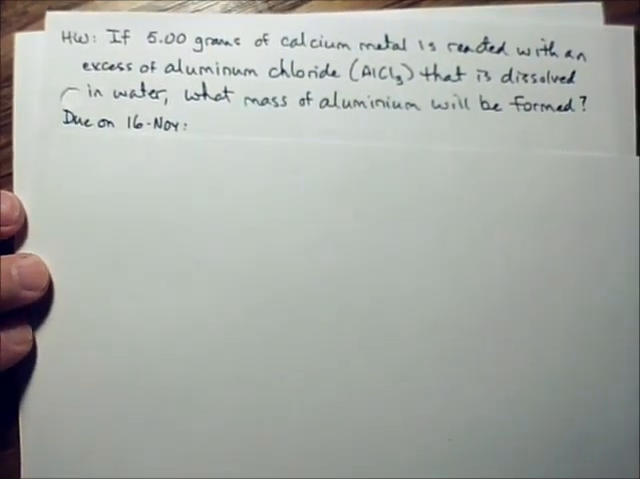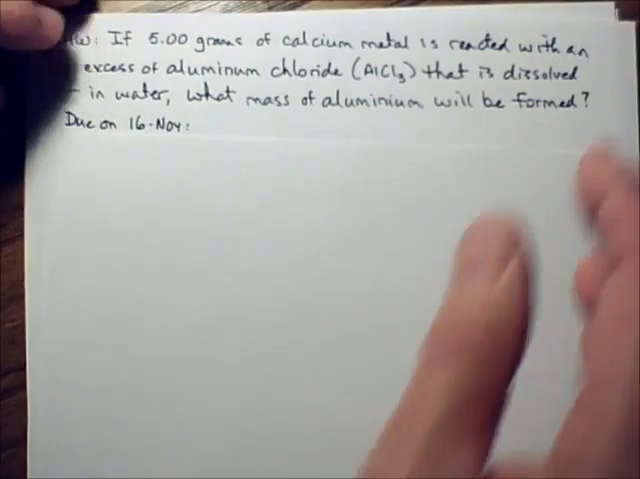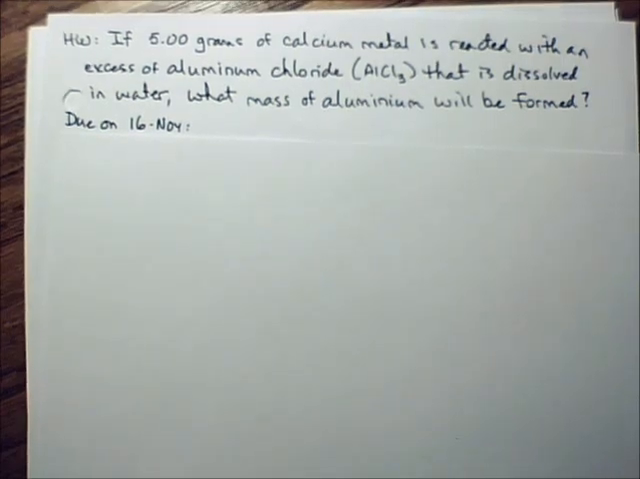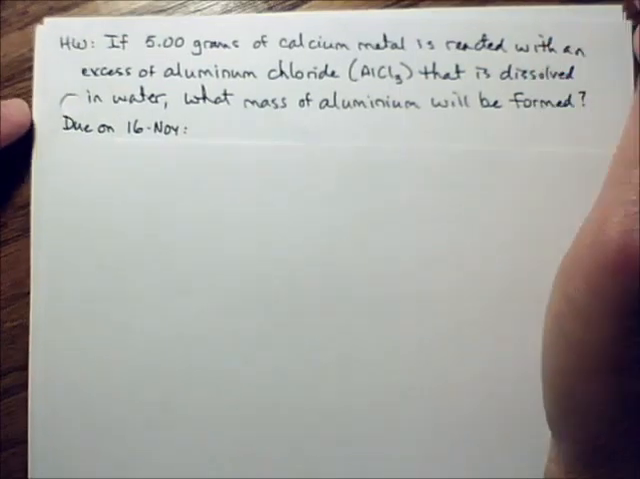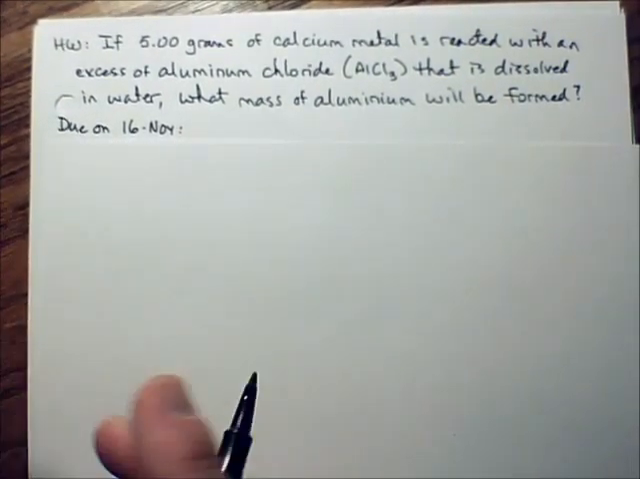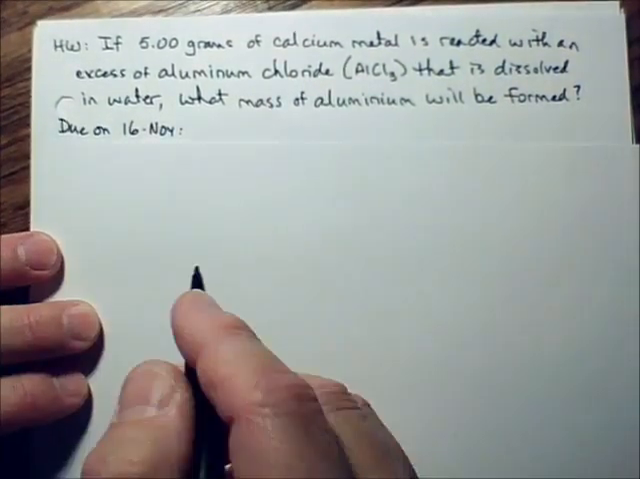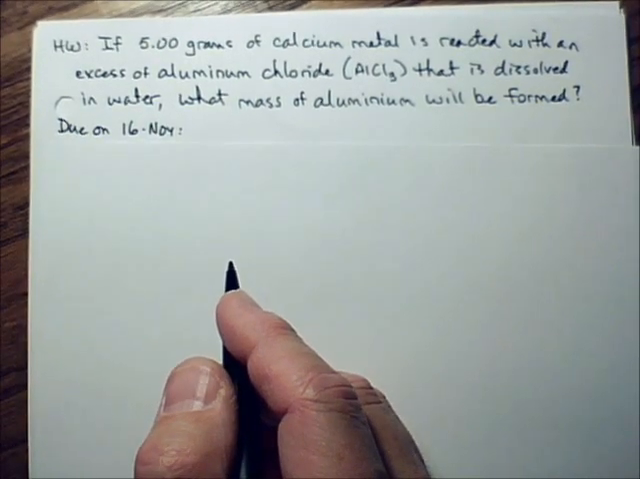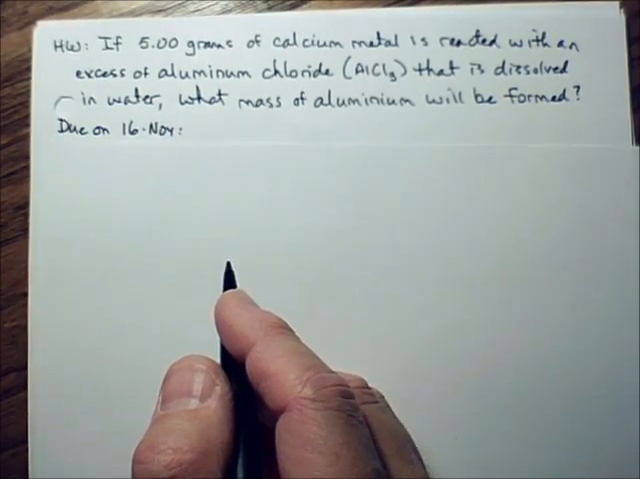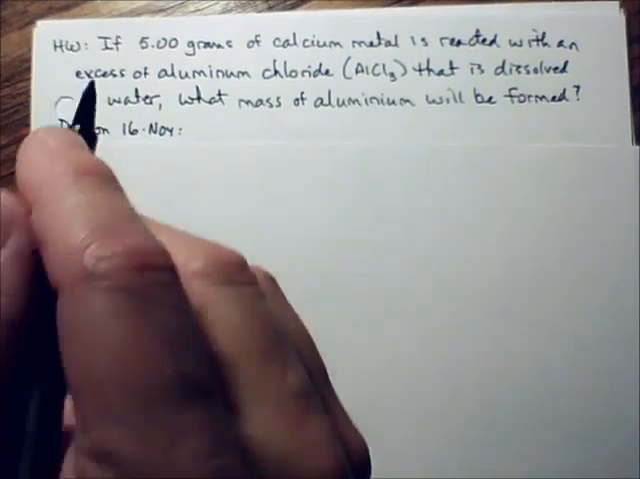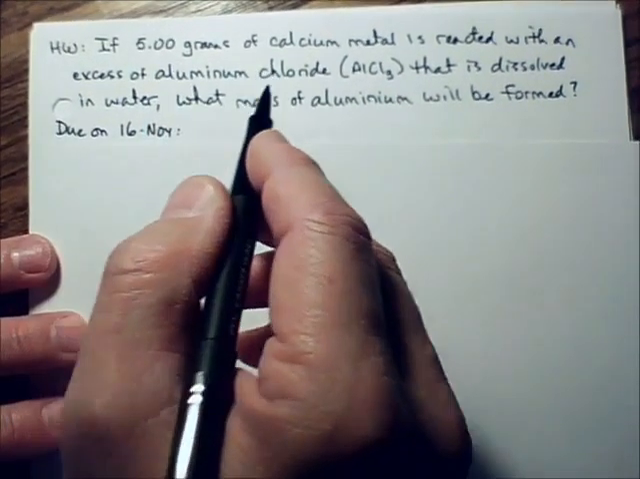All right, so this is the homework problem you were assigned last night. The starting amount is 5 grams of calcium metal. Doesn't really matter whether you start with that part of the problem or start with balancing the equation or start with the molar mass calculations, as long as everything is there. But we do need to build an equation from this.